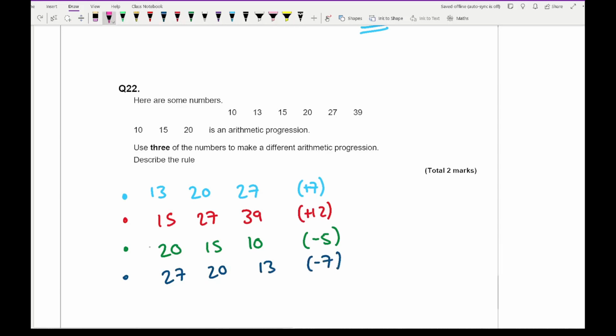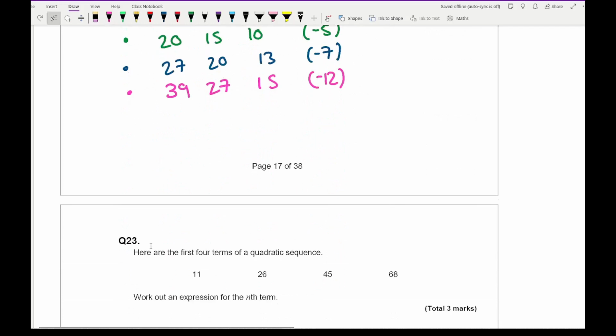And the fifth possible answer you could have is 39, 27 and 15, in which we've got a difference of minus 12. So any of those answers would be good enough to get you the 2 marks.